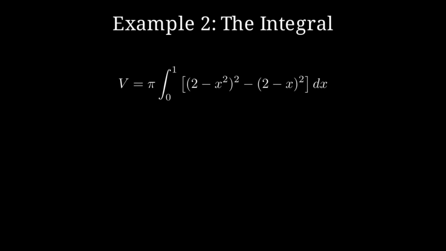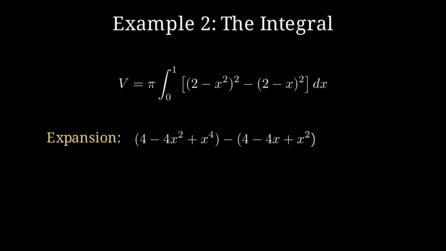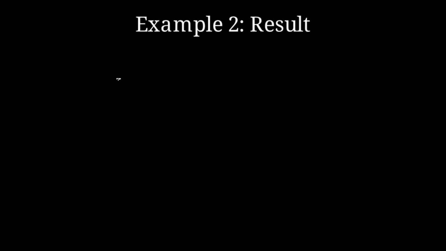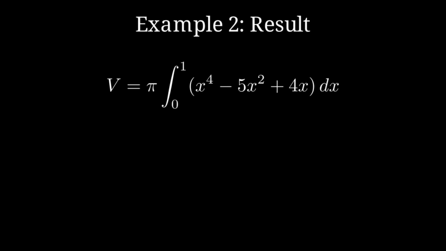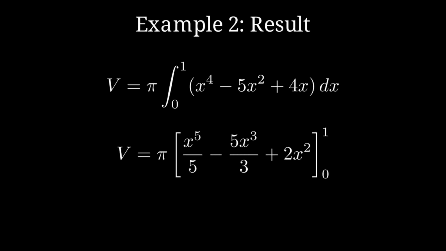Notice how the order of subtraction in the radius calculation is crucial for maintaining the correct geometric representation. Even though squaring would mask a sign error, the setup logic must be sound. Simplifying the integrand gives us x to the 4th minus 5x squared plus 4x. Integrating and evaluating from 0 to 1 results in a volume of 8 pi over 15. This process demonstrates that the logic remains consistent regardless of where the axis is placed.